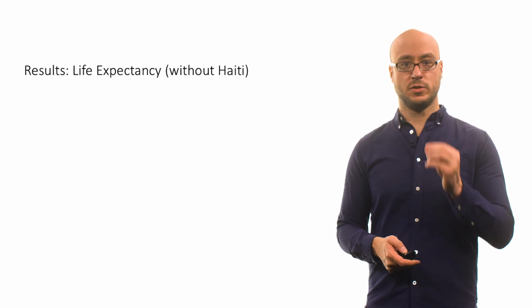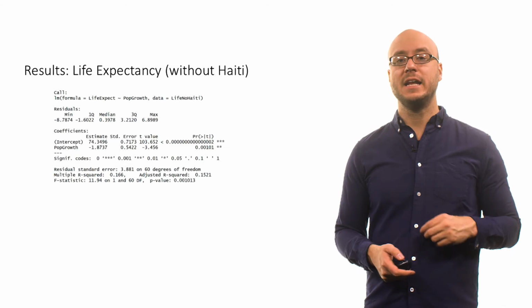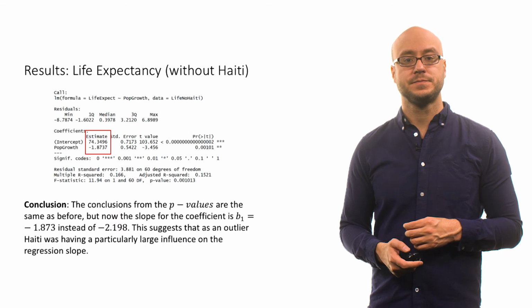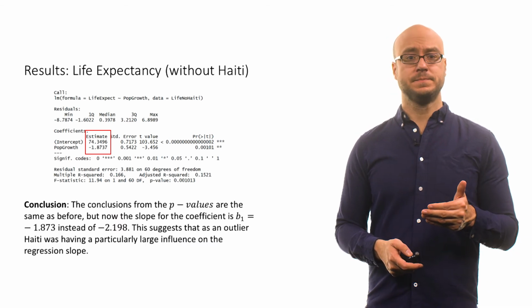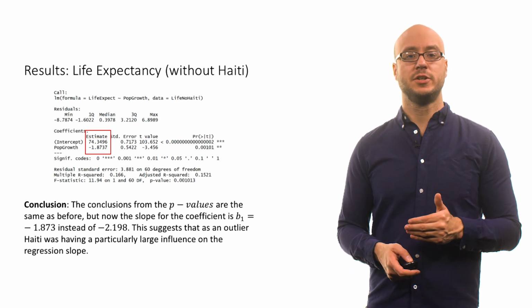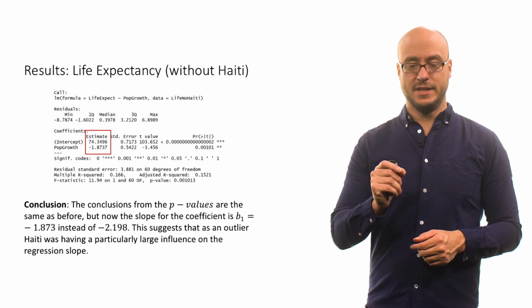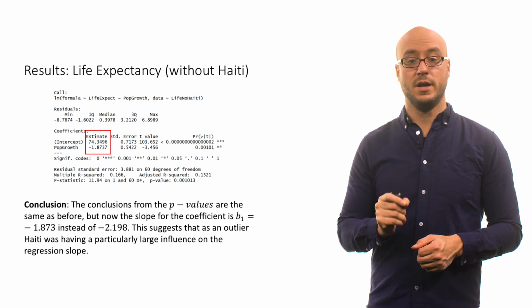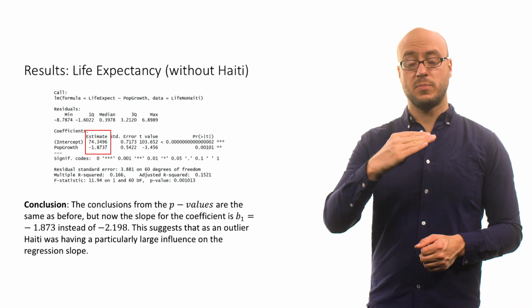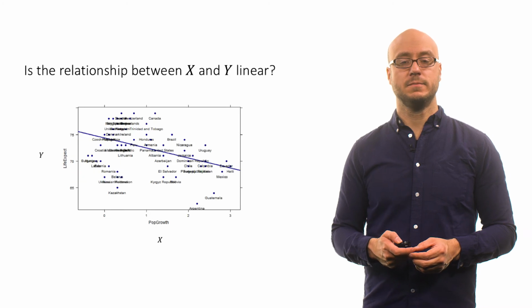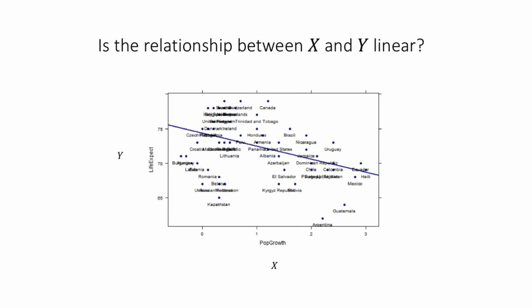So let's look at our results of life expectancy after we've removed Haiti from the analysis. Here we have the intercept and slope. The p-values are roughly the same, but now the slope coefficient is negative 1.873 instead of negative 2.198. This suggests that Haiti as an outlier was having a particularly large influence on the regression slope. It was perhaps exaggerating this relationship between population growth and life expectancy. This is what the scatter plot looks like after we have removed Haiti from the analysis.